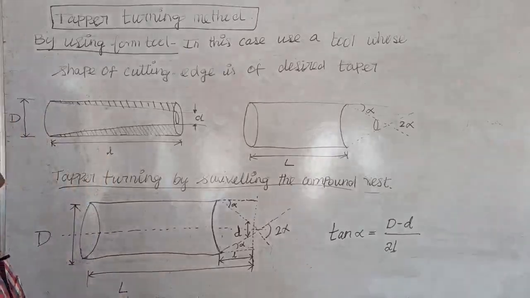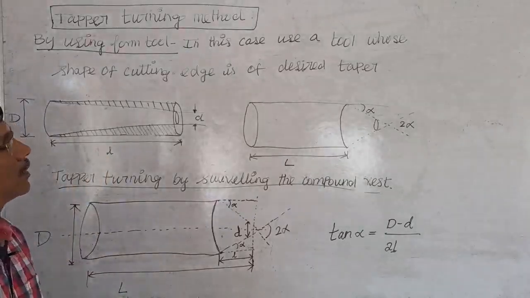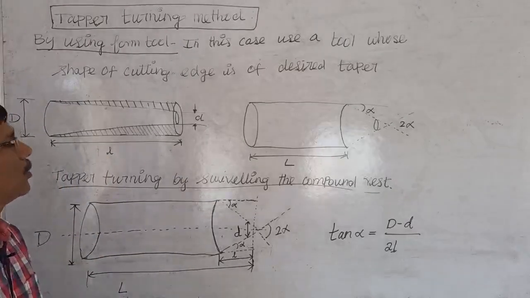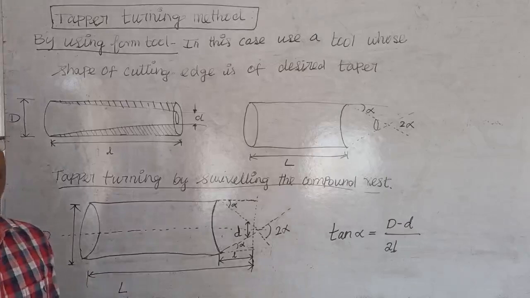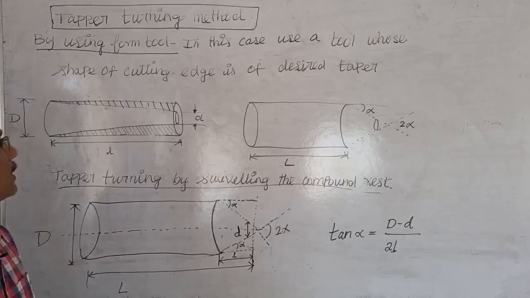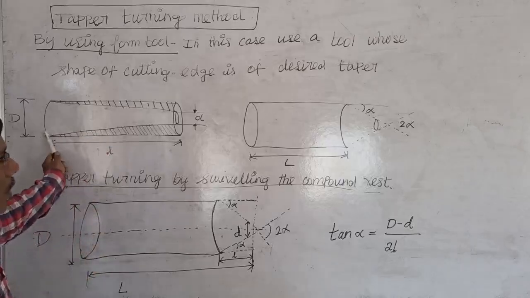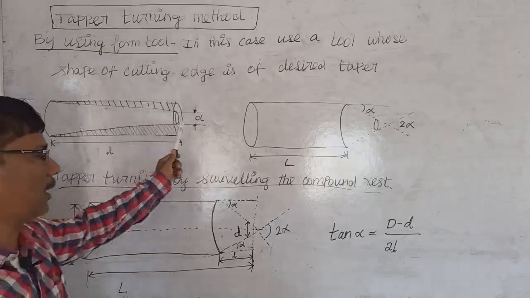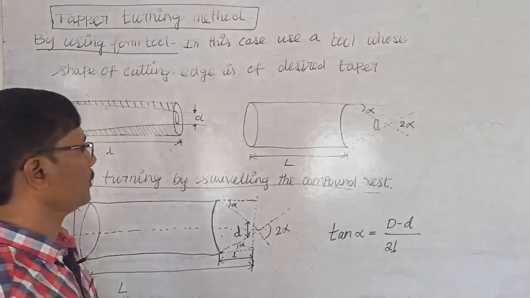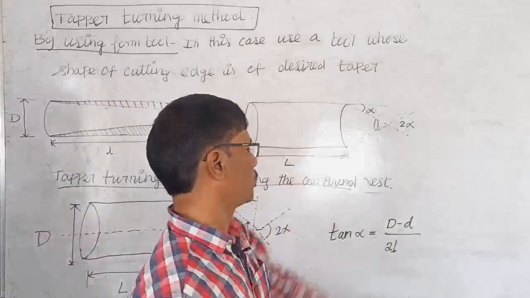Next topic is taper turning. In taper turning, mostly in competitive exams, it is a question-prone zone. We have three different methods of taper turning. The first is by using a form tool. We have a tool shaped in the form of the taper, so the shape of the cutting edge is the desired taper. Based on that, we can get the taper. The outer diameter on one end is capital D, the inner diameter on the other end is small d. This angle is alpha, and this one is 2 alpha.